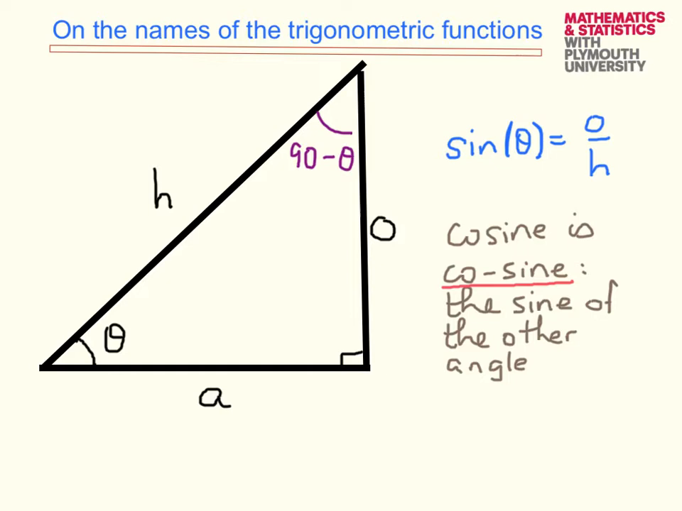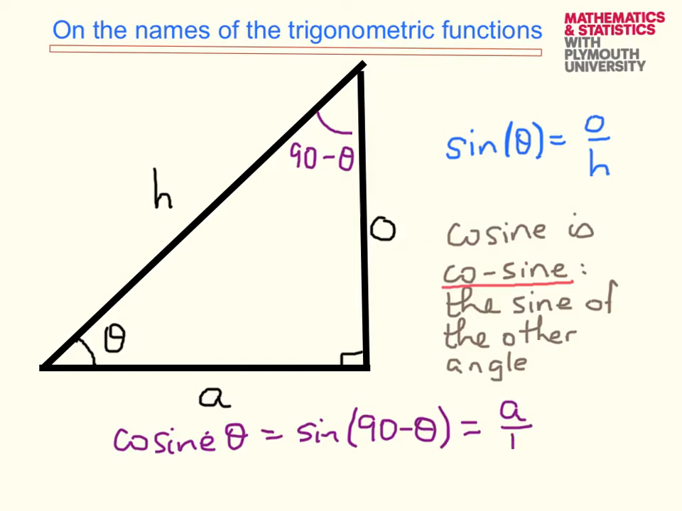So the cosine of theta is the sine of 90 minus theta. So that means the sine of this angle is the opposite, which in terms of this angle is the adjacent, divided by the hypotenuse of the right angle triangle. So that is the adjacent over the hypotenuse. So a cosine was originally just the sine of the other angle.